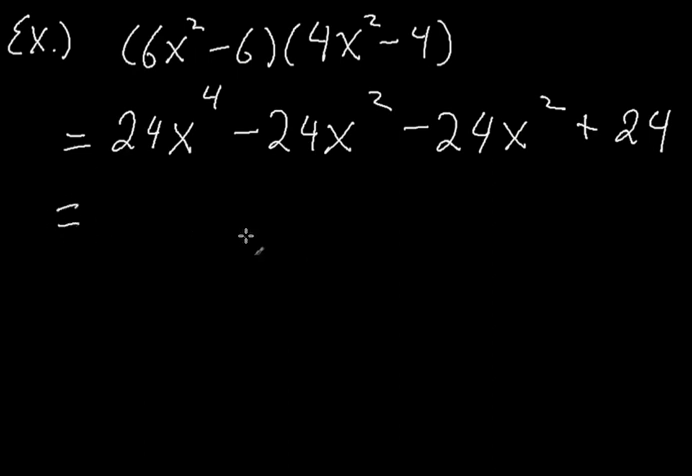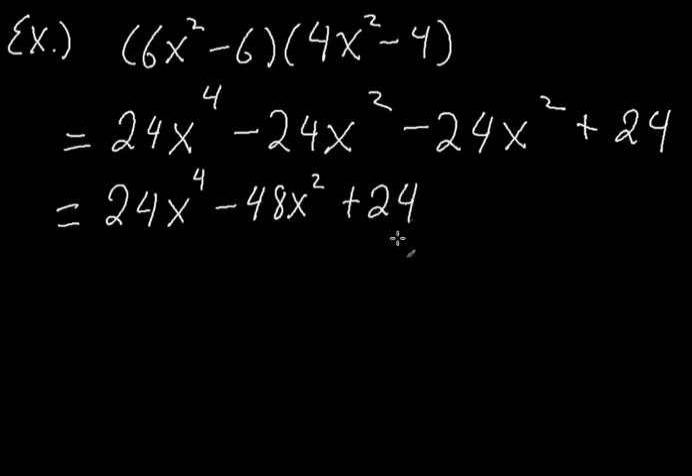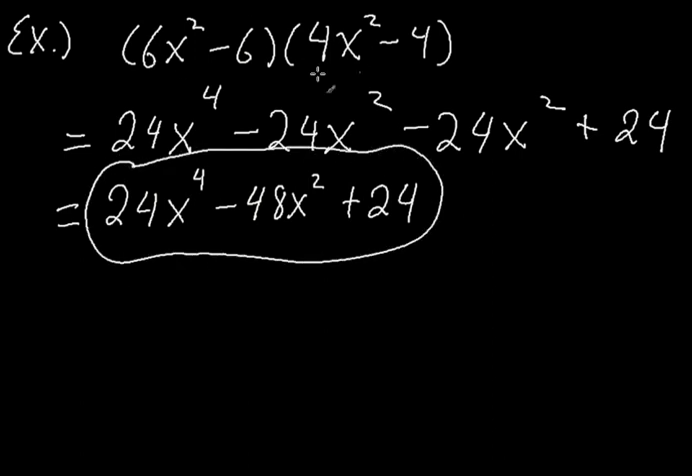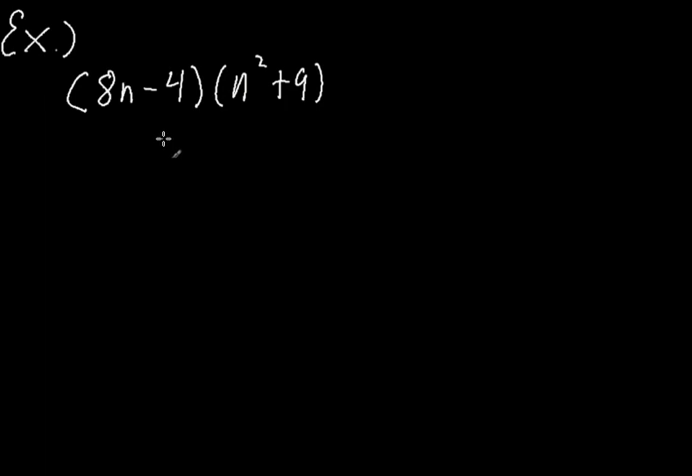What can I combine? Well, this is x to the 4th, so that has to stand alone. Negative 24x squared, negative 24x squared, so that would be negative 48x squared plus 24. Okay, so that is going to be my final answer for this. Again, we're distributing. Okay, let's try this one.